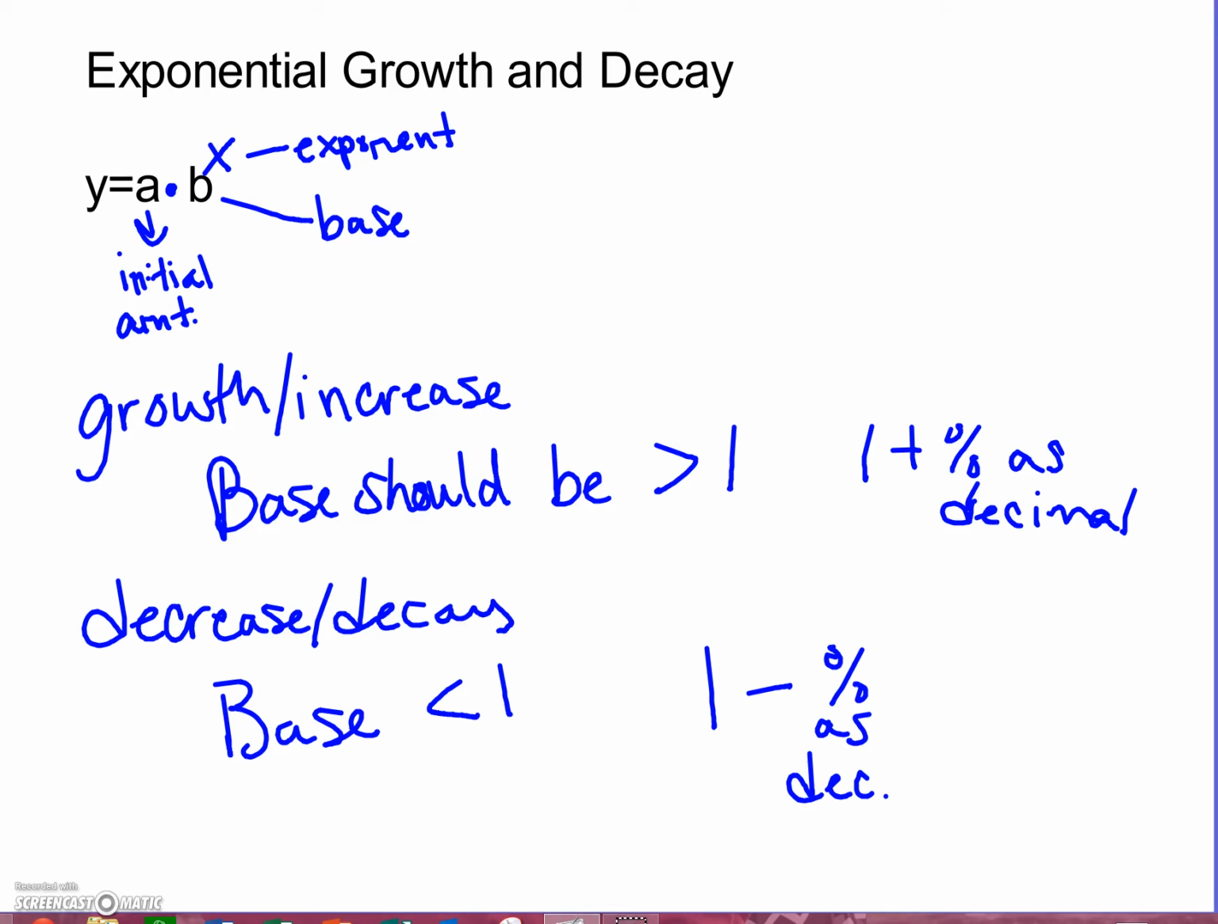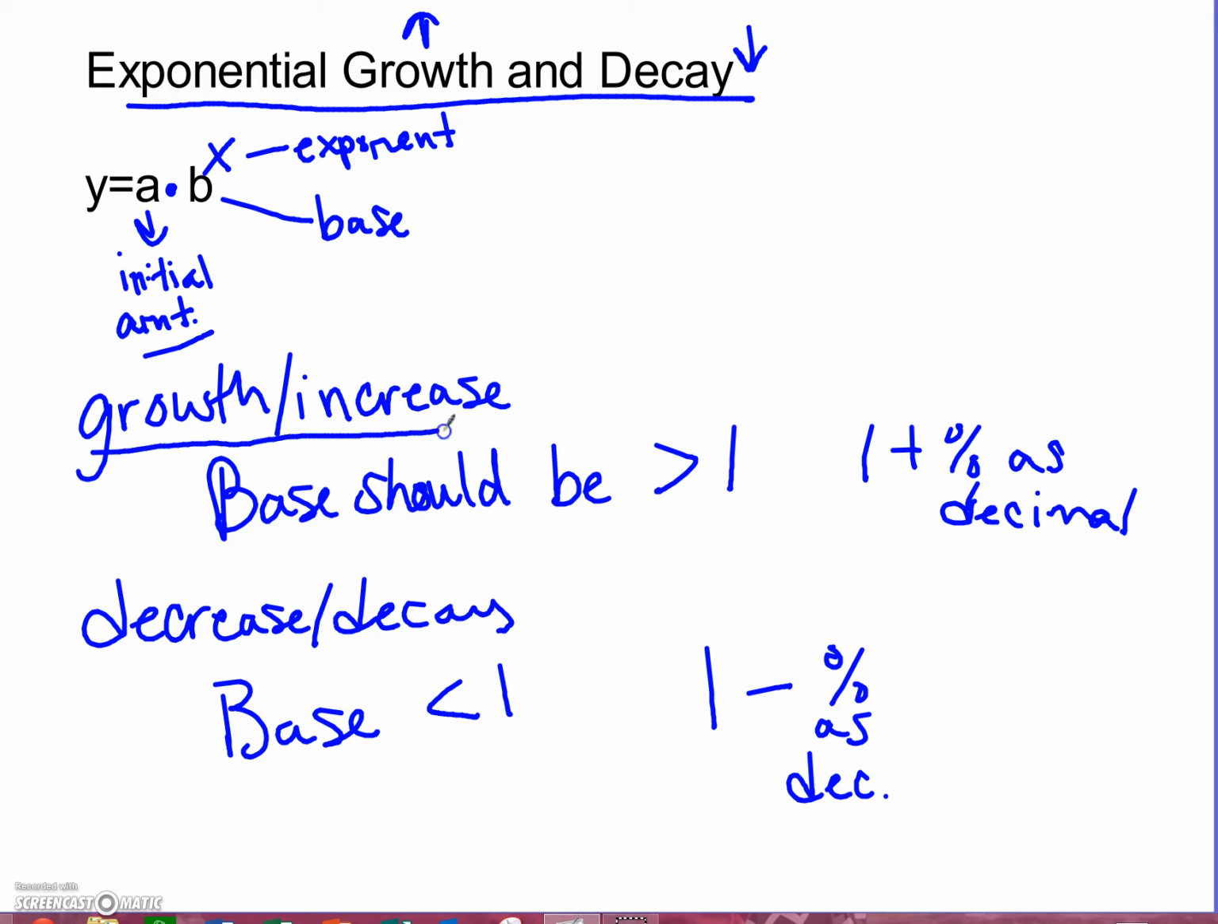So, let's talk about exponential growth and decay. Remember, growth is when you are having an increase. Decay is when you're having a decrease going on. So our formula that we're going to be using is y equals a times b to the x, where a is our initial amount, so like what you pay to start with. Your b is your base. This is probably going to be a decimal of some sort. And then, of course, x is going to be your exponent.